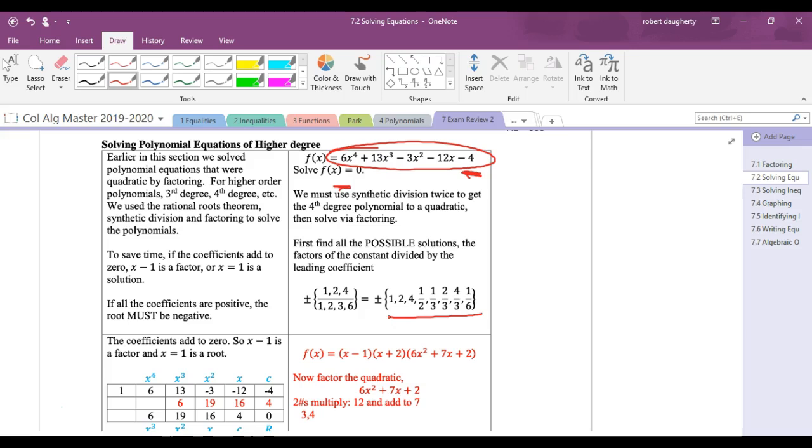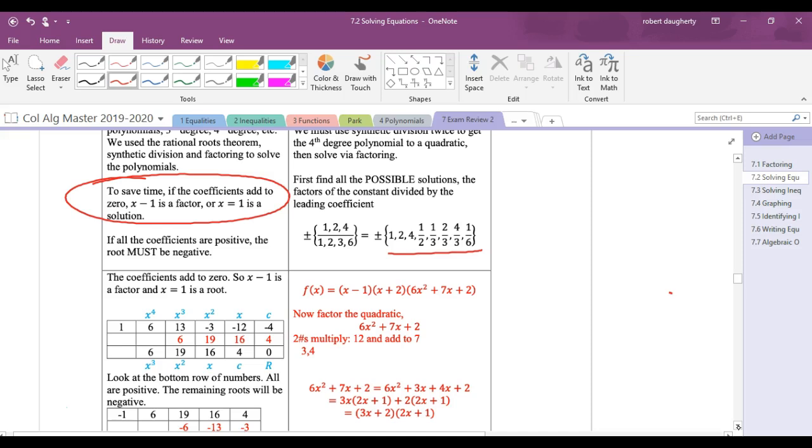Now there were a couple of shortcuts. If the coefficients add up to be 0, then x minus 1 is a factor, or x equal 1 is a solution. So in this case, 6 plus 13 is 19. 19 minus 3 is 16. 16 minus 12 is 4. 4 minus 4 is 0. Those coefficients add to 0. So I'm guaranteed that x minus 1 is a factor. So I can do synthetic division with 1, and I get a 0 remainder.